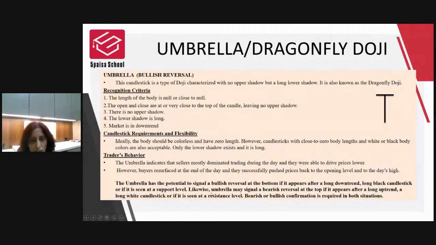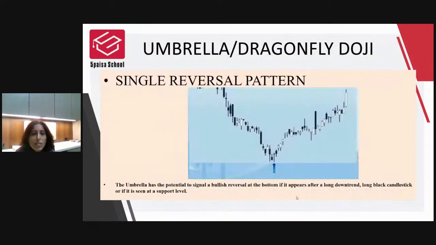And similarly, the umbrella may signal a bearish reversal at the top if it appears after a long uptrend, a long white stick or a long green candlestick, or if it is seen at a resistance. However, confirmation, bearish or bullish, is required in both situations. So you have to see, after that dragonfly doji, the very next day, what kind of candlestick you get to see. Now, you can see over here.